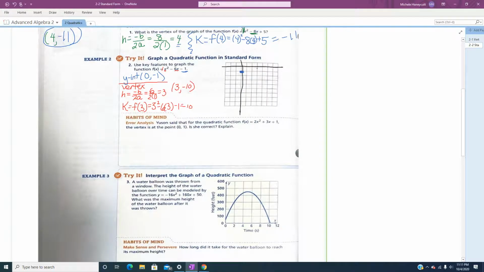1, 2, 3, 1, 2, 3, 4, 5, 6, 7, 8, 9, 10. Add a point. So negative 10. Okay, now the axis of symmetry goes straight through the vertex. So to get my next point, since it's an axis of symmetry, I can reflect this point across the axis of symmetry right here, and then I can draw in my parabola.